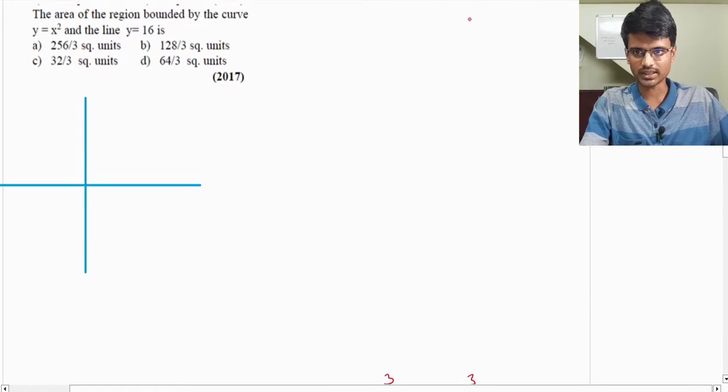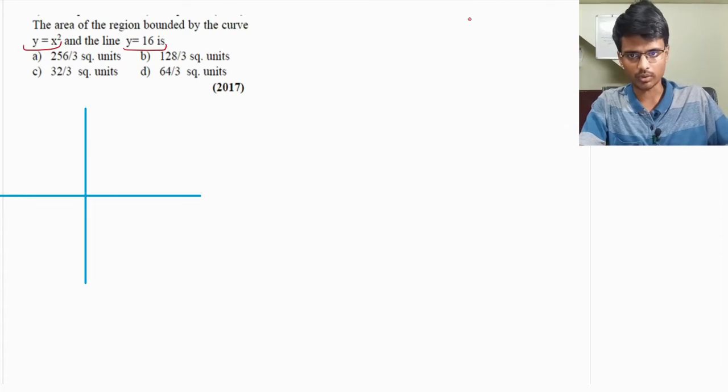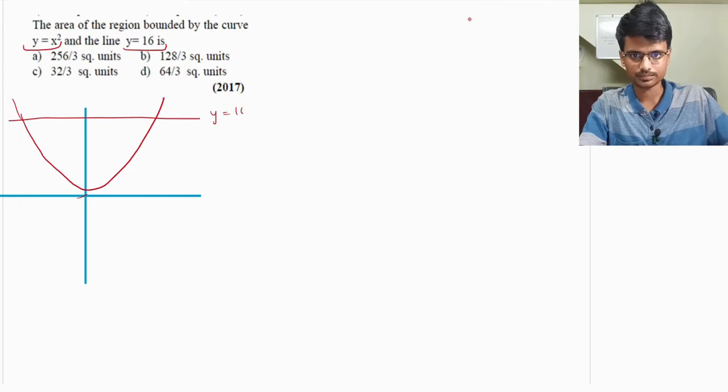So this one is interesting. What is y equal to x square and y equal to 16? So, the area bounded by this region. Y equal to x square is something like this, right? So this is my y equal to x square. Simple graph, everyone knows that. Y equal to 16, what is my y equal to 16? It is somewhere like this.